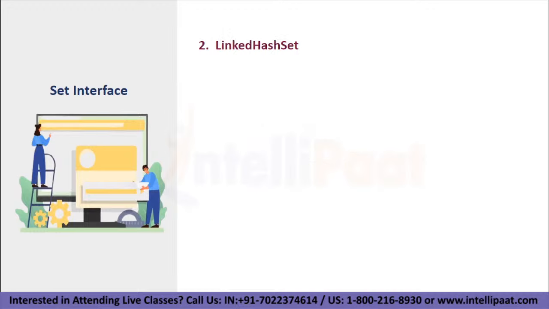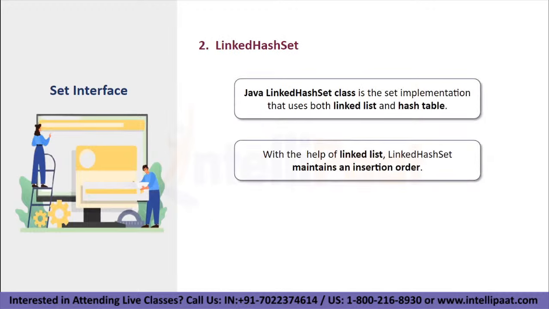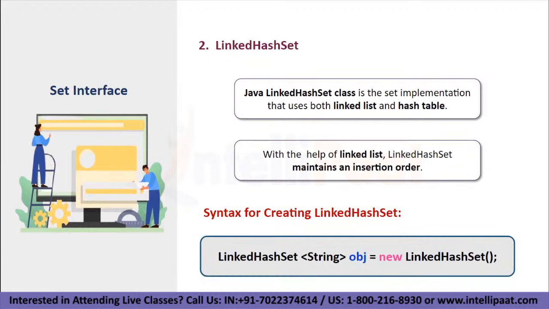Next, we have LinkedHashSet. As its name implies, LinkedHashSet is implemented using both a linked list and a hash table. Just like HashSet, it will again provide a unique set of elements. The only benefit it has over HashSet is that this class will maintain insertion order. Basically, this is achieved with the help of the linked list, which keeps track of how data is getting inserted. The syntax for creating a LinkedHashSet is: LinkedHashSet, then data type, then object name, then equals sign, and then new LinkedHashSet.